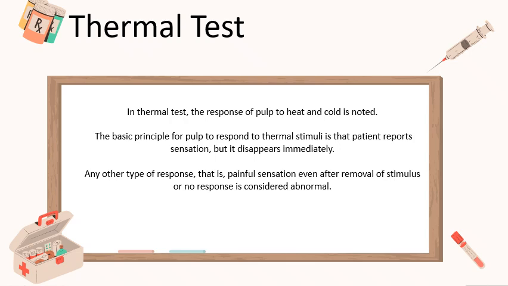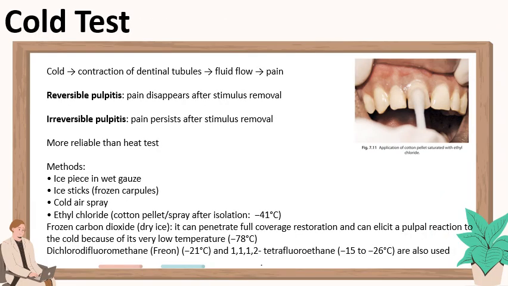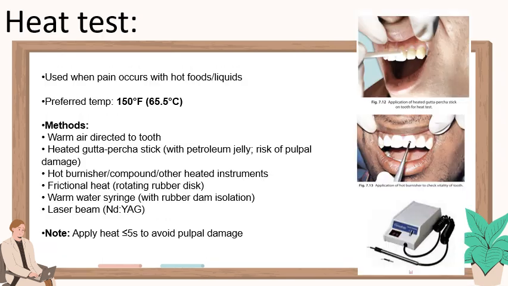The thermal tests are simple and widely used. In cold tests, pain that disappears after the stimulus is removed suggests reversible pulpitis, whereas lingering pain points to irreversible pulpitis. The method includes the use of ice sticks, ethyl chloride spray, or dry ice. In the heat test, the evaluation is done similar to the cold test, using warm air directed to the tooth, a heated gutta percha stick, a hot burnisher, or a heated instrument. Frictional heat during rotation of a rubber disc or a warm water syringe can also be used. The heat tests are less reliable than the cold test.